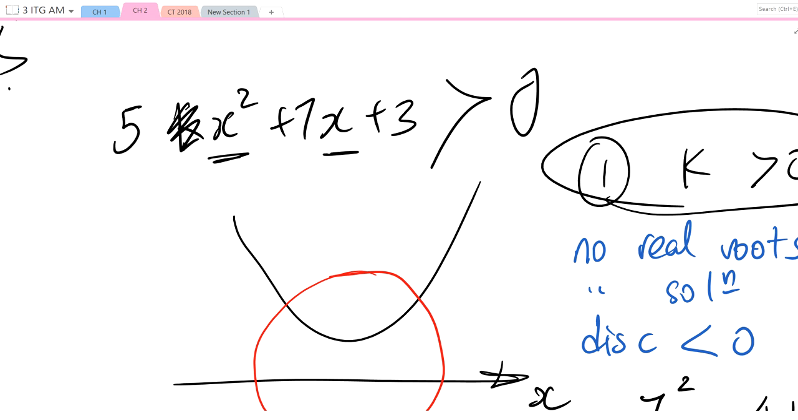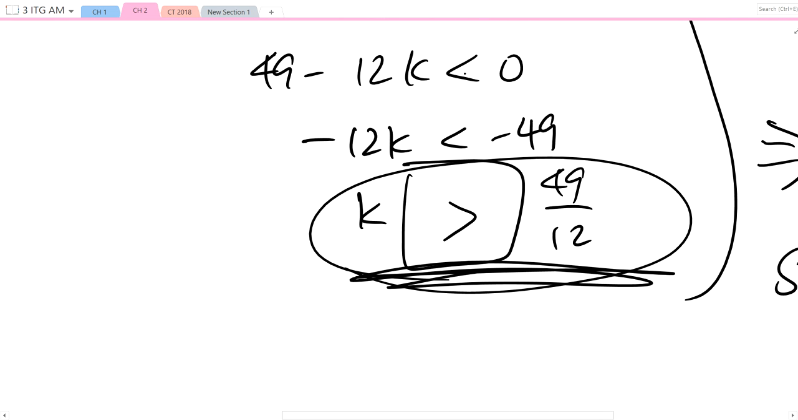Very good. But for the rest of you, just go ahead and try any value of X you like, as long as K equals to 5. In fact, as long as K is bigger than 49 over 12. You can use slightly more than 49 over 12 if you like to. And then you substitute any value of X. You will have the expression more than 0. Okay, so that's what it means.